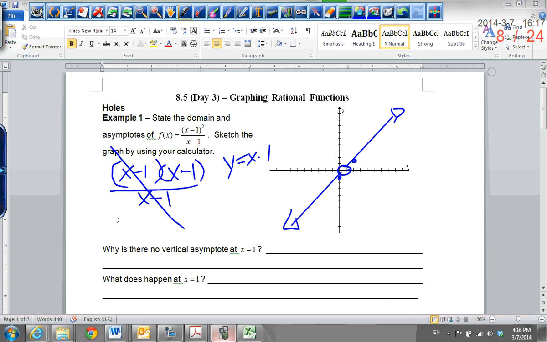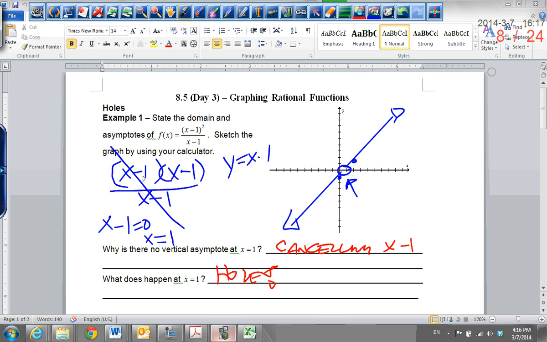Now remember, if I have x minus 1 equals 0, really what I have is x equals 1. And that's where we have that hole, at x equals 1. So why don't we have an asymptote? Because they canceled out. So if you want to say something about canceling x minus 1, what happened at x equals 1? We have a hole.